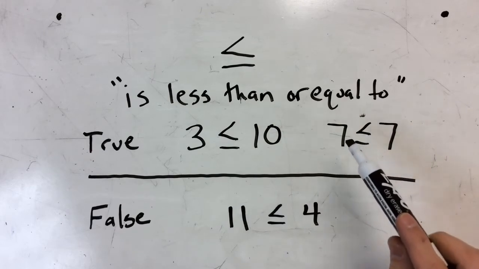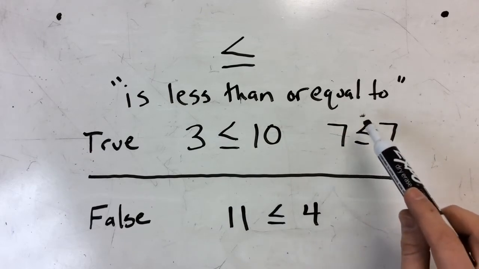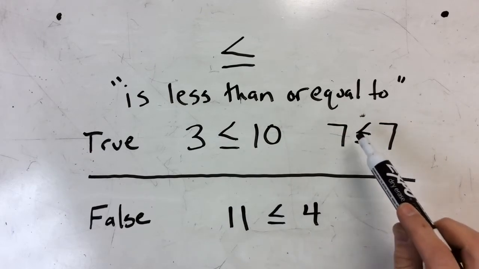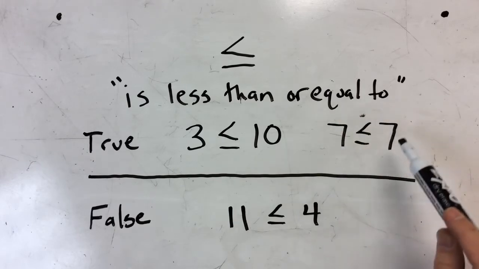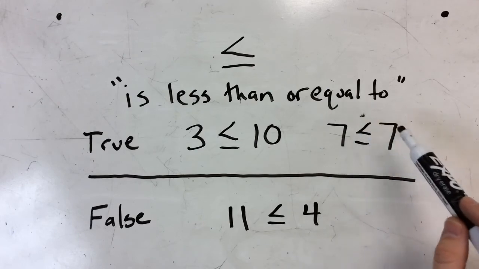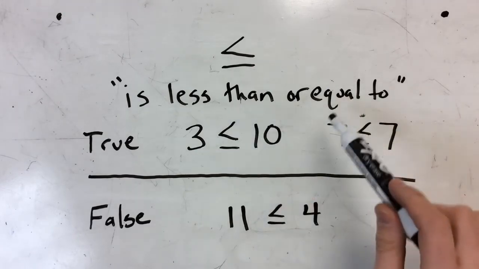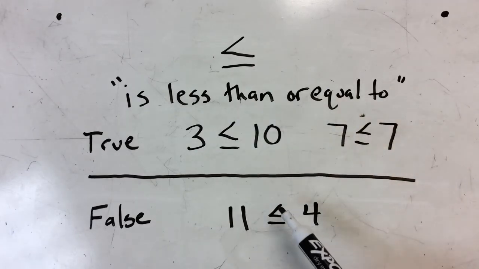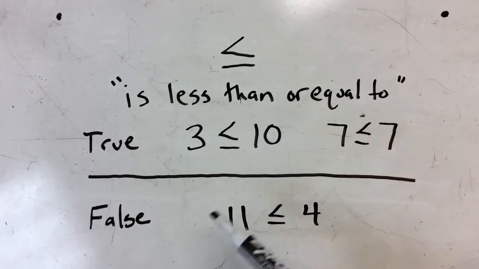It can also be true in this case. 7 is less than or equal to 7. This is a true statement because the second part is true. 7 is equal to 7. The only way to make one of these sentences false is if neither of the circumstances are satisfied. So here's an example. 11 is less than or equal to 4. This is false because 11 is neither less than nor equal to 4.